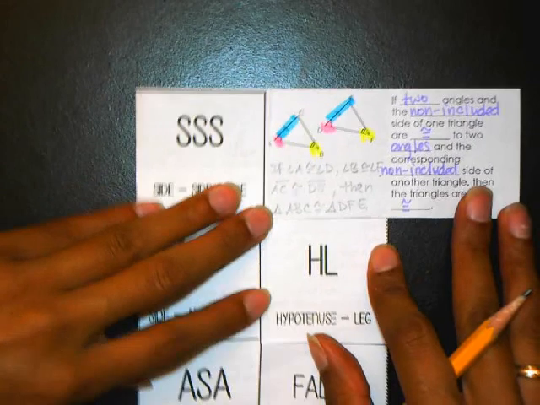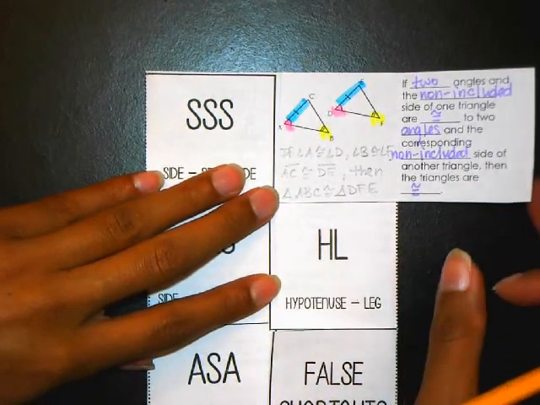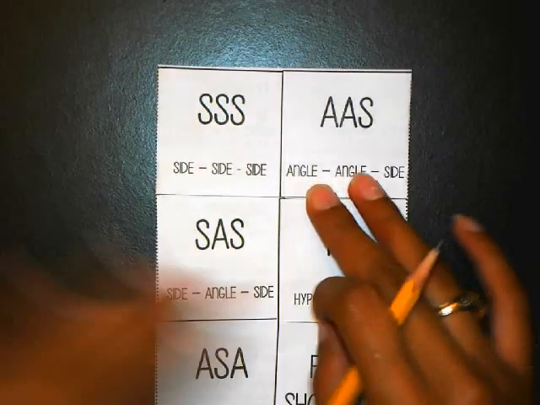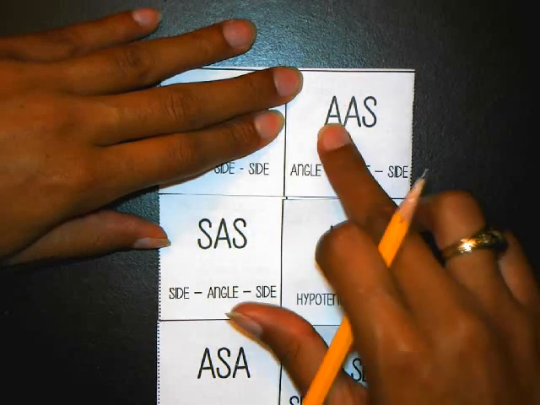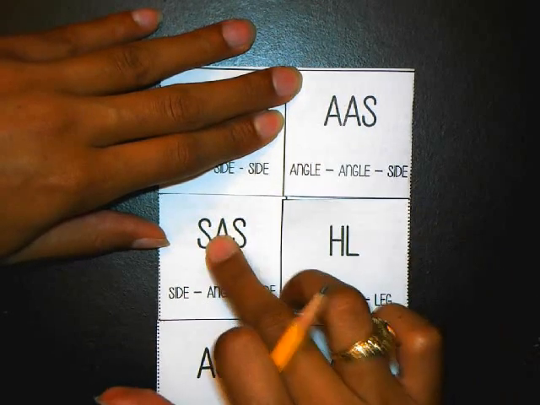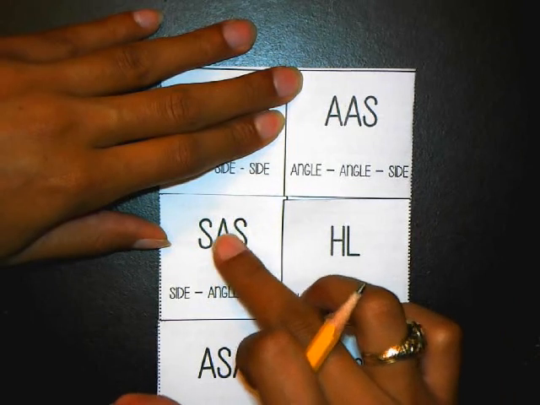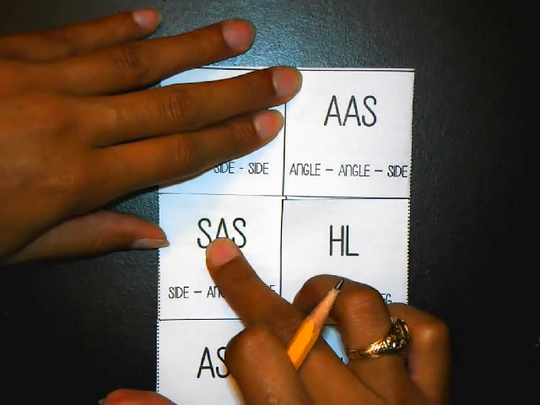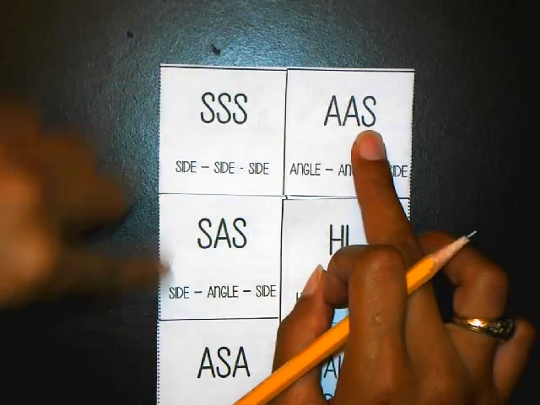Next flap. Notice how these two have the exact same letters, but here the side is on the outside because it's excluded. But right here, the angle's on the inside because it's included. So if the letter is on the inside, that means that it's included. But if it's on the outside, that means that it is excluded. So let's look at this one, side, angle, side. And as I open the flap, you should notice that the angle is included, or between the two sides.